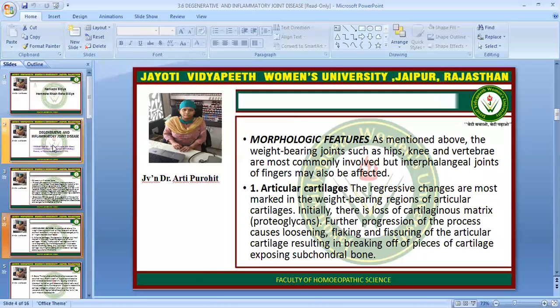Morphological features include, as mentioned above, the weight-bearing joints such as the hip, knee, and vertebrae being most commonly involved. The interphalangeal joints of the fingers may also be affected. First is the articular cartilage. The regressive changes are most marked in the weight-bearing regions of articular cartilage. Initially, there is loss of cartilaginous matrix and proteoglycans. Further progression causes loosening, flaking, and fissuring of the articular cartilage, resulting in breaking off of pieces of cartilage and exposing the subchondral bone.